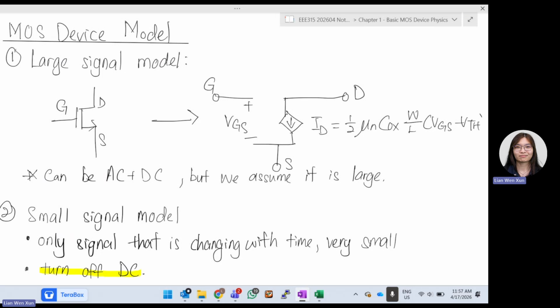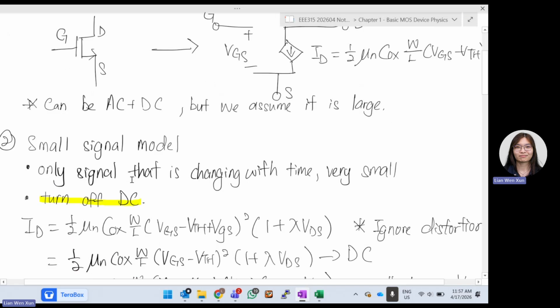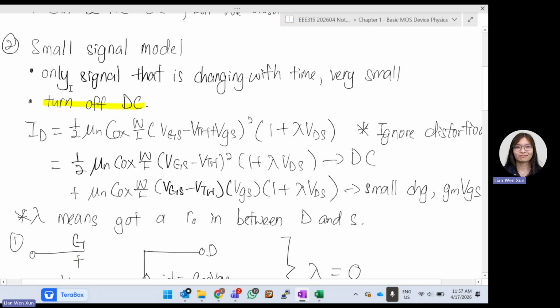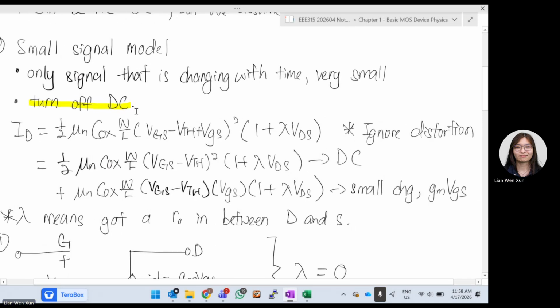When we say large signal model, basically we assume it is a very large signal. When we say small signal model, we assume our VGS is very small. But most of the time we are testing the small signal model. So let's only see the small signal model. We will assume that the signal is changing with time, a very small signal. The first step to draw a small signal model is to turn off all the DC signals. This was the equation just now, but we added the channel length modulation.